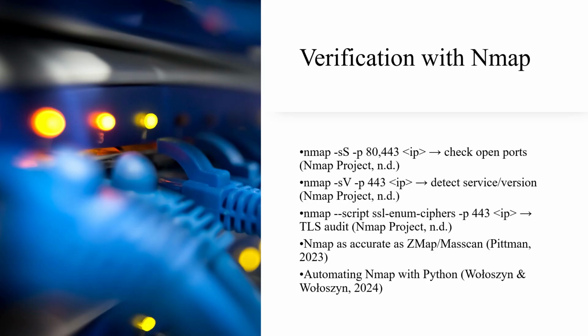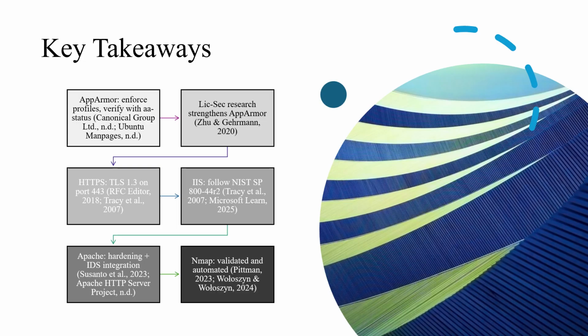Research backs up the value of this approach. Pittman compared Nmap to other scanners like ZMap and Masscan, and found that while Nmap is slower, it's much more accurate. Together, these verification steps confirm that our servers aren't just configured correctly, but also resilient against real-world threats.